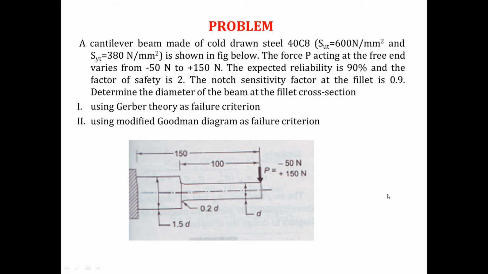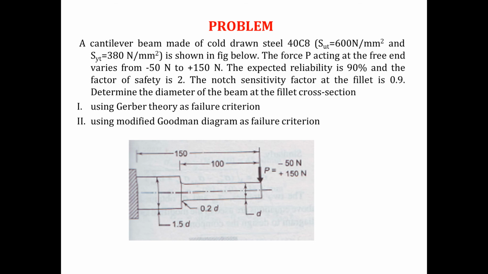Fine. So you can see that minus 50 into 100 Newton will create a bending at the fillet, as well as plus 150 into 100, this much moment will again create a bending at the fillet. Now from the stress concentration factor charts, which chart will I see? I will see the chart of a beam subjected to bending.